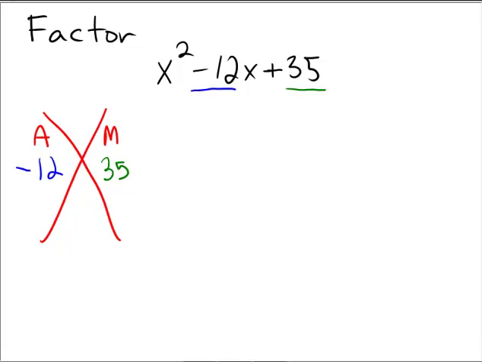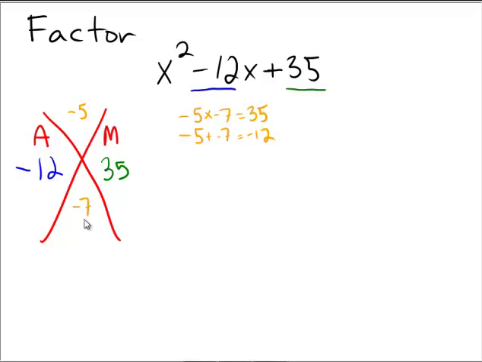Now, in order to solve the problem, all you have to do is find two numbers that add to negative 12 and multiply to be 35. Now, this might take some trial and error. You might have to think about it for a while, but the two numbers that work here are negative 5 and negative 7. Notice that negative 5 times negative 7 is 35. And negative 5 plus negative 7 is negative 12.